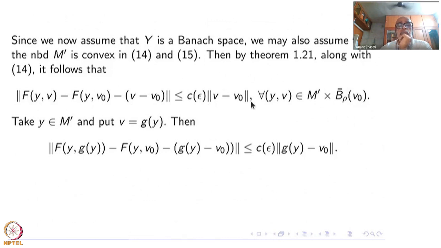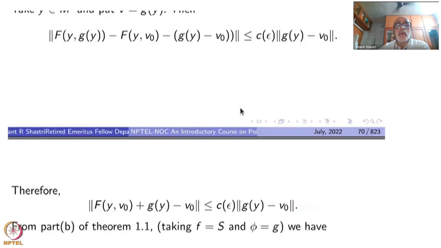Okay. We have proved this theorem 1.21. For Y belonging to M prime, put V equal to GY in this formula. Then F of Y GY minus F of Y V naught minus V is GY, right? GY minus V naught is less than or equal to C epsilon times GY minus V naught. Therefore, the norm of F of Y V naught plus GY minus V naught is less than or equal to C epsilon times GY minus V naught. Why? Because F of Y GY is 0.